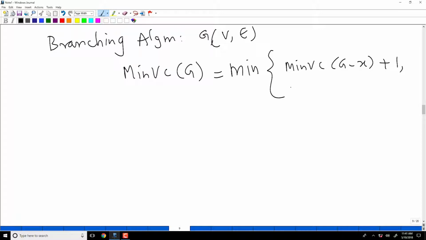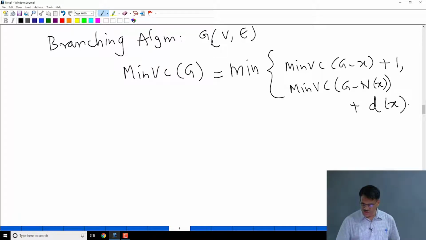So, what do I do? I take min vertex cover of G minus the neighbors of x, plus degree of x. Because if I don't include x, I am going to pick all its neighbors, that is degree of x, and I am going to delete the neighbors of x, minus x, minus 1, because you also delete x.